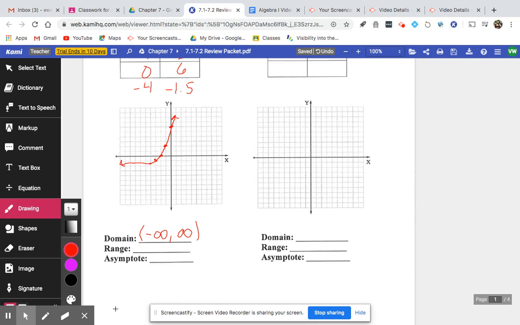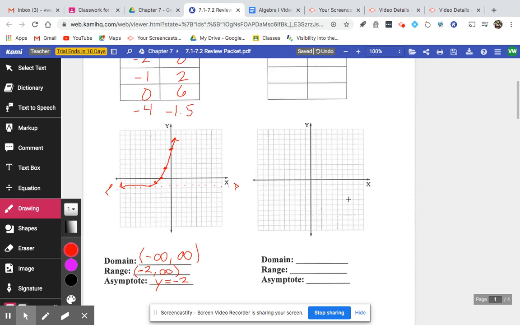Now, I want to go with the range. That's my lowest y value to my highest y value. Looking at my graph, I notice that I get to -2, but I never actually touch -2. So -2, and then I just go up forever. So -2 to infinity. Now my asymptote, it's this horizontal line right there that's supposed to be a straight line, but it's at y equals -2. So that's my asymptote for number 1.